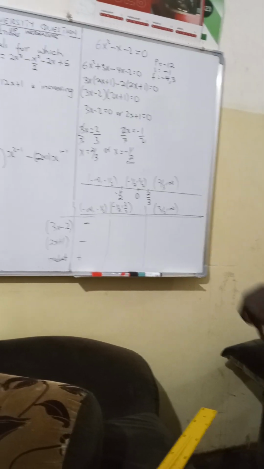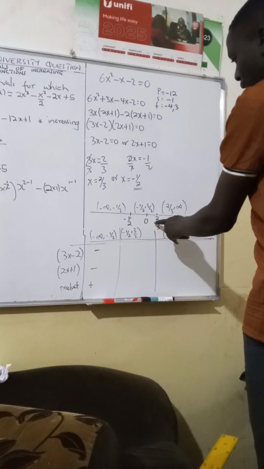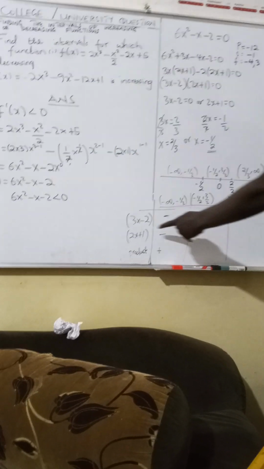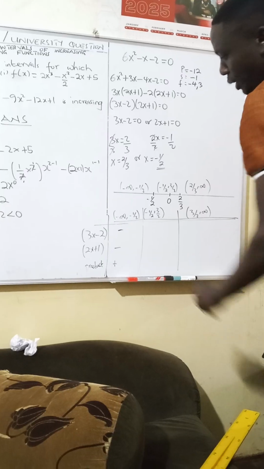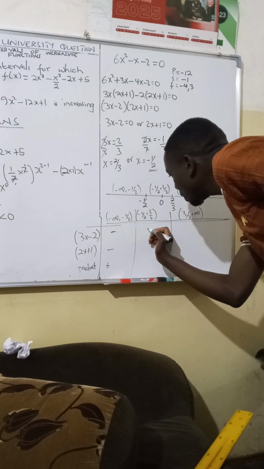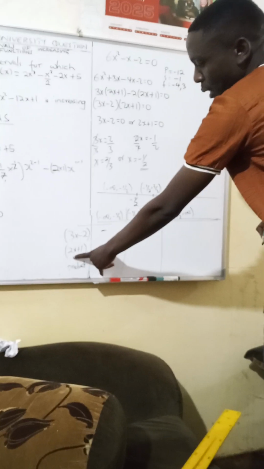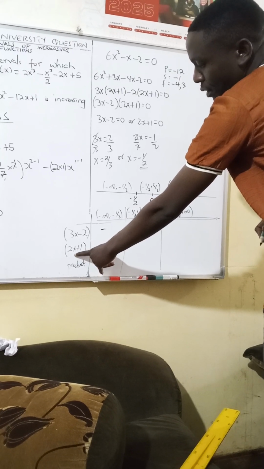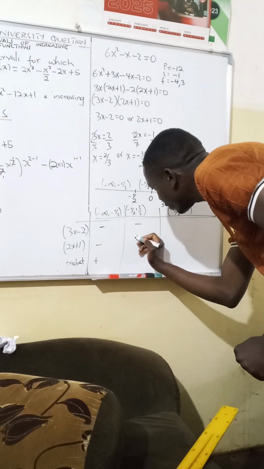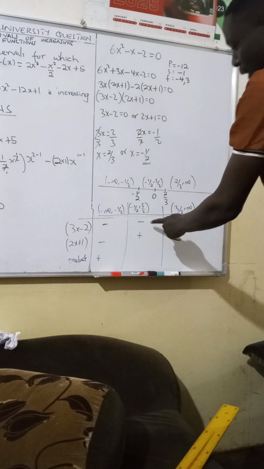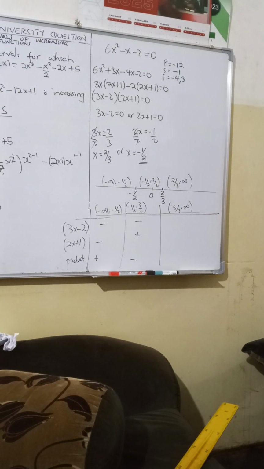Okay? Then again, I'm going to pick a range between negative half and 2 over 3. I can use a 0. So if I plug in a 0 in this, 3 times 0, it's 0. 0 minus 2, it's negative 2. So if I plug in a 0, I'm going to have a negative value. If I plug in a 0 in the second equation, 2 times 0, it's 0. 0 plus 1, I'm going to get a positive value. So negative times positive, I'm going to get a negative value.